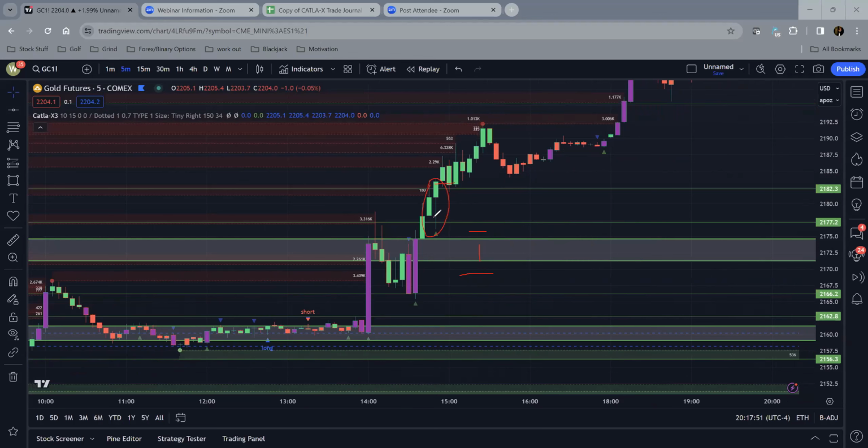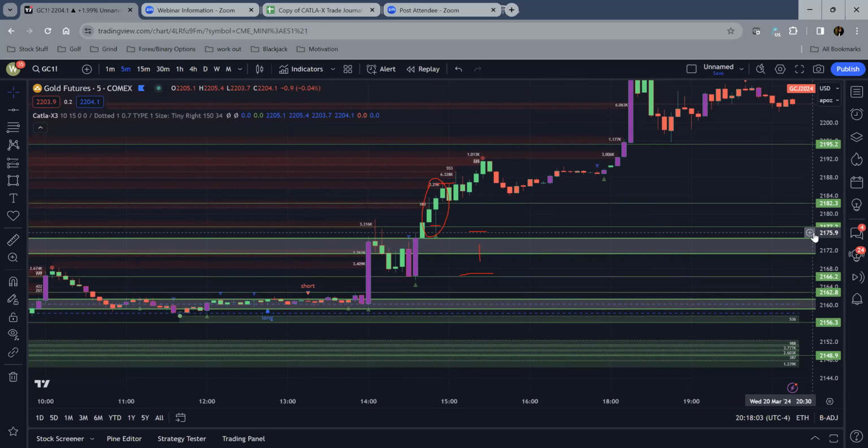At 2183, the true stop loss was down here at 2177. That's 70 ticks. Now from 2183, they're still targeting 2195. So from 2183 to 2195, how many points is that?